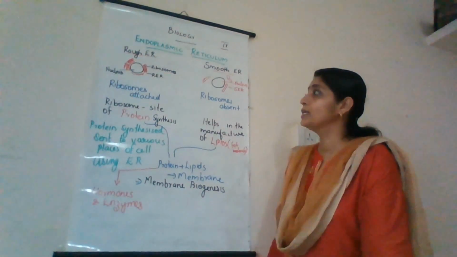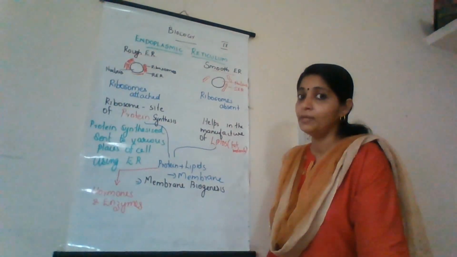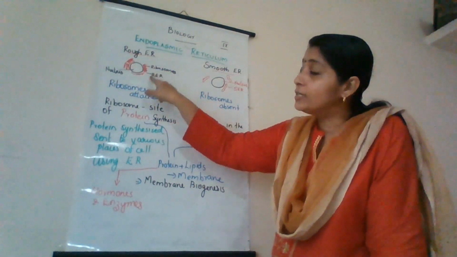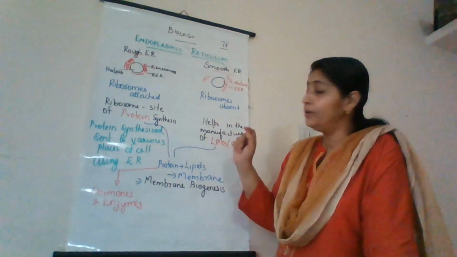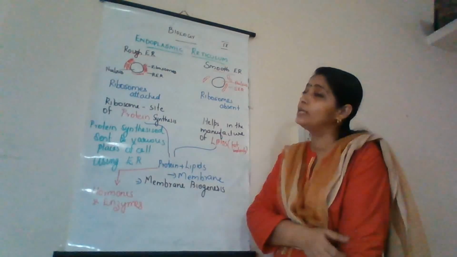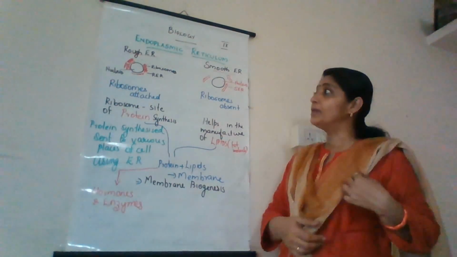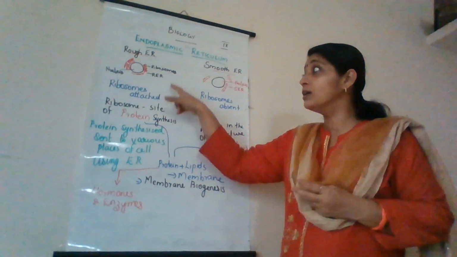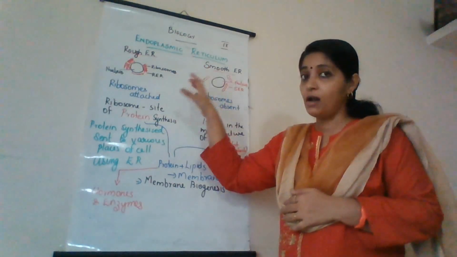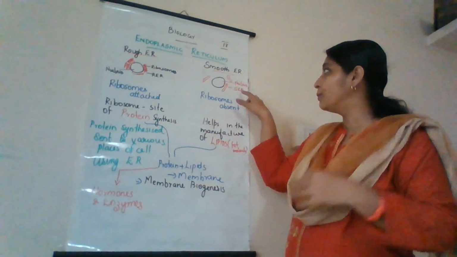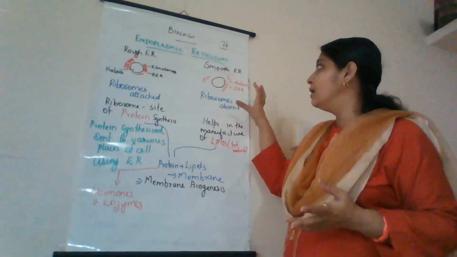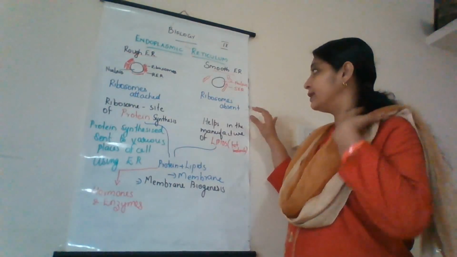We will see the rough endoplasmic reticulum and smooth endoplasmic reticulum in detail now. So this is rough endoplasmic reticulum. It will be mostly situated near the nucleus, so that helps in the synthesis of various components and also helps in the transport of various components. Rough endoplasmic reticulum will have ribosomes attached to it, and because of the presence of the ribosomes, they have a rough appearance. And smooth endoplasmic reticulum will have an oblong or long tubule shape, and they will not have the ribosomes attached to it.